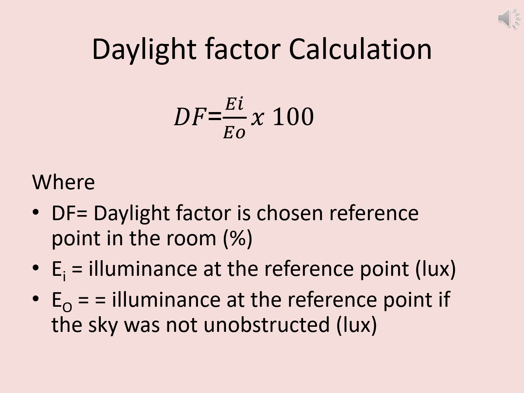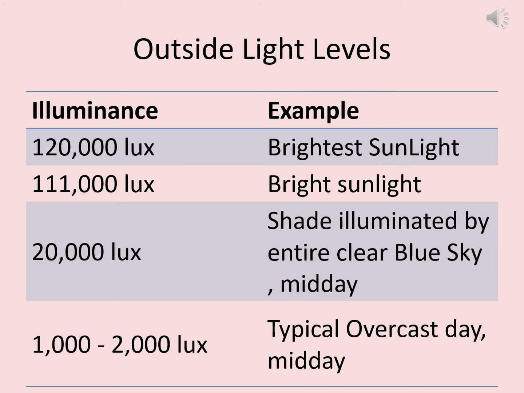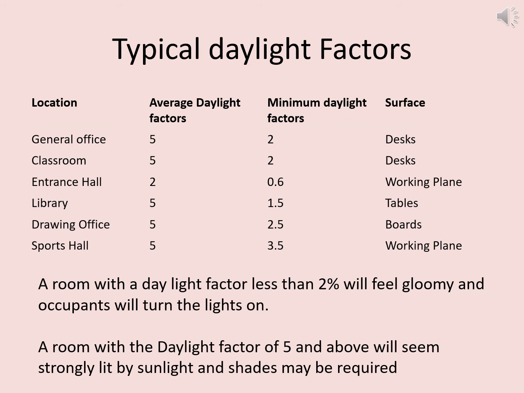Daylight factor calculation. The formula shown gives you the method of calculating the daylight factor. Outside light levels. When calculating the daylight factor, we use the assumed light levels indicated on the table. Typical daylight factors. The table shows the minimum daylight factors for a room. The daylight factor is defined as the ratio of the natural illuminance at a particular point on a horizontal plane to the simultaneously occurring external illuminance of the unobstructed overcast sky.